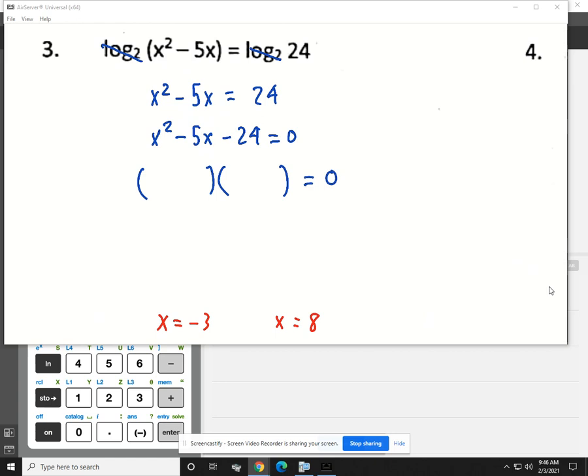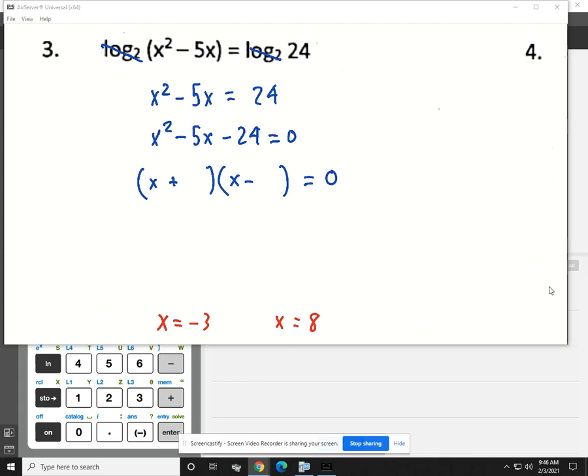So we go like this. What times what gives me x squared? X. So it's x times x. And then, of course, I see this sign. That's a negative. That tells me that one of them has to be positive and one of them has to be negative. So the signs are opposite each other. That way they're working against each other, right? And we're trying to find the two numbers that multiply to get 24, and they have a gap of 5.